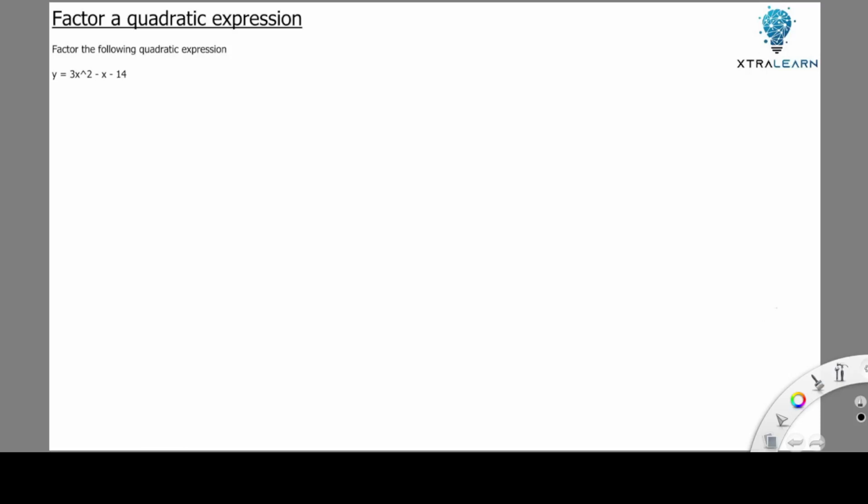Hi everyone. Today we're going to be factoring a quadratic expression. Before we start doing it, let me explain what those two words mean, factor and quadratic. Well, start with quadratic expression.